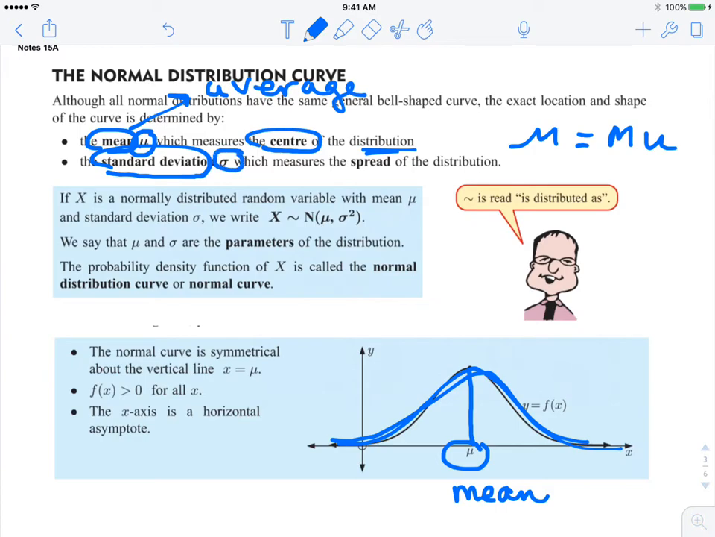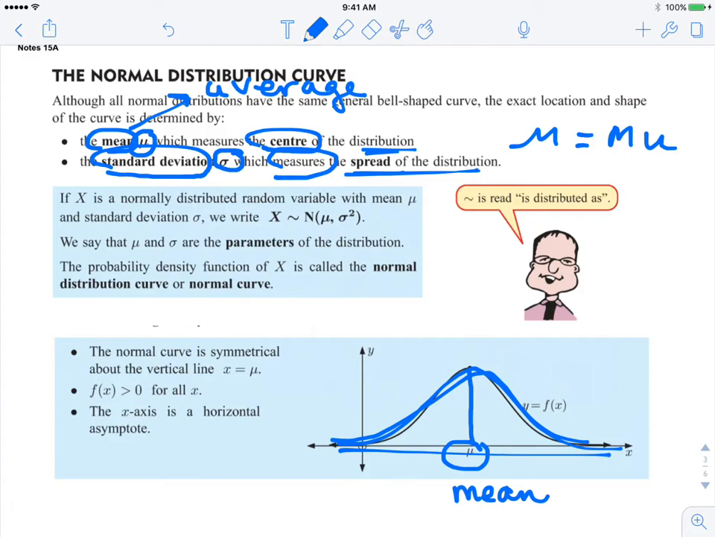And this is the symbol we use. And what it refers to is the measure of the spread of the data. So the larger the standard deviation, the more spread out the data is. The smaller the standard deviation number, the closer the data is.